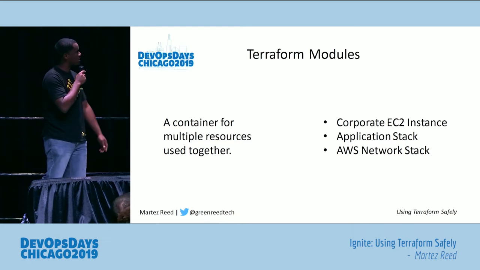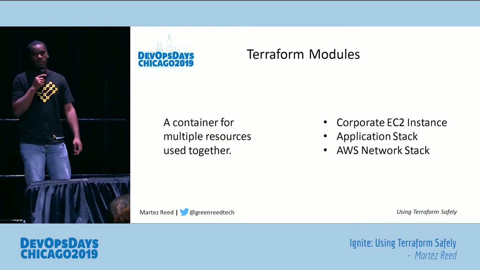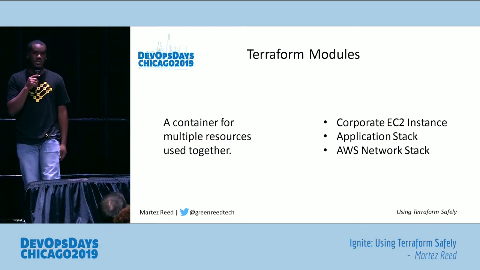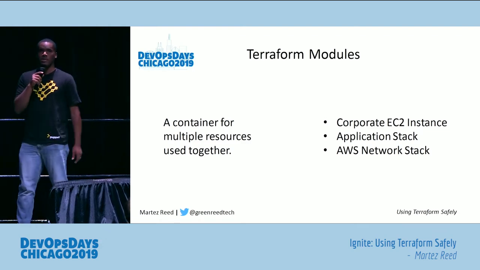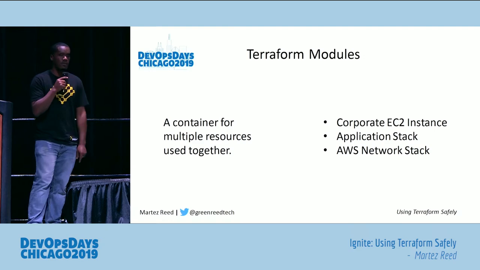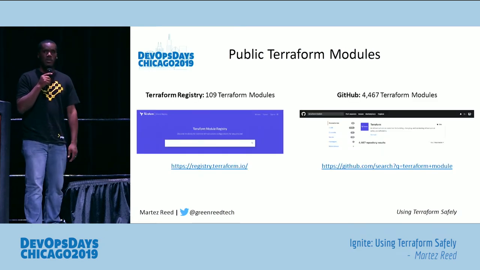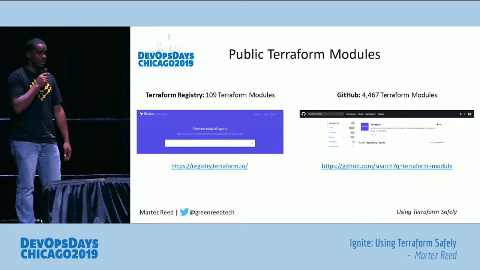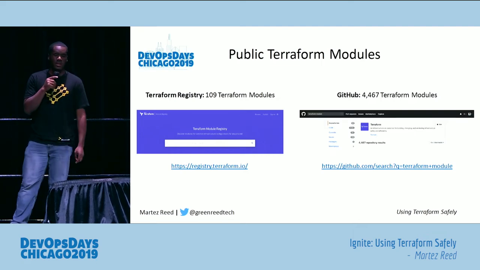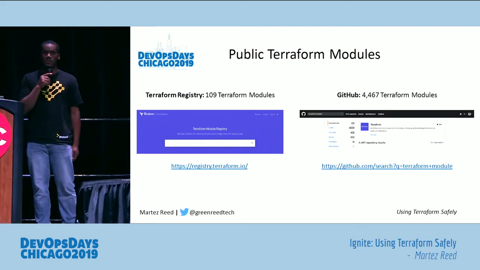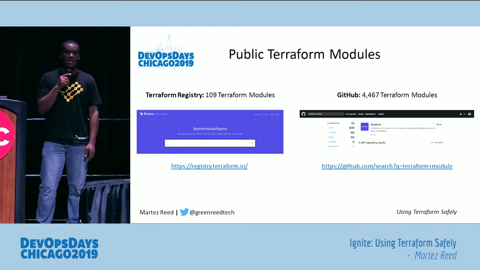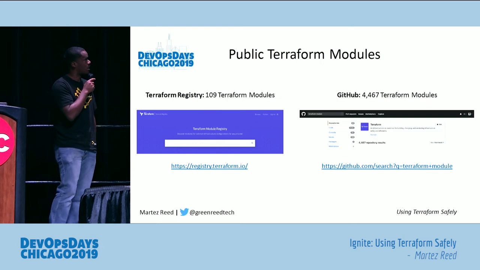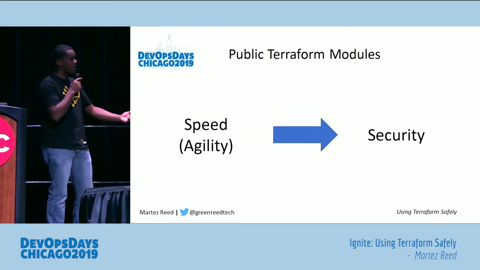Terraform modules are essentially, for those with a development background, libraries or a collection of resources that are grouped together. Oftentimes you would use this to provide a higher level abstraction of a resource that you commonly use. There are 100 plus modules on the Terraform registry, and then 4,400-ish, probably more than that now, on GitHub. So this sets the context for what I'm going to talk about as it relates to Terraform modules.